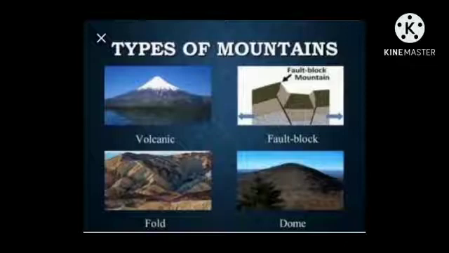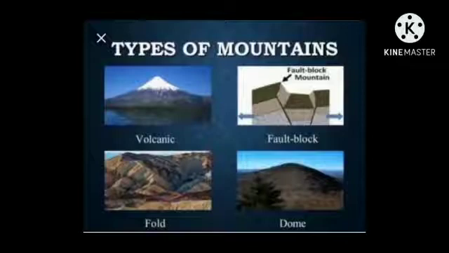Let's move to the next type of mountain, that is volcanic mountains. Volcanic mountains are formed due to volcanic activities. Mount Kilimanjaro in Africa and Mount Fujiyama in Japan are examples of such mountains.